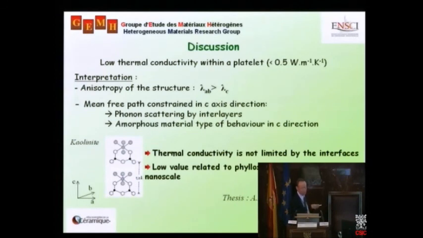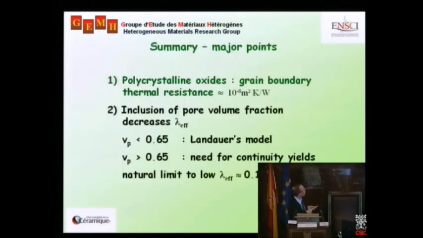I think it's there that I will finish and just make a few concluding remarks. First of all, for polycrystalline oxides, the average value of the thermal resistance of a grain boundary is about 10 to the minus 8 meters squared per Kelvin per watt. If we want to describe in a porous ceramic the effect of the porosity, Landauer's model is very useful up to the percolation threshold of about 65%. After that, the need for continuity gives us a natural limit in the thermal conductivity of a porous material of about 0.1 watts per meter per Kelvin.